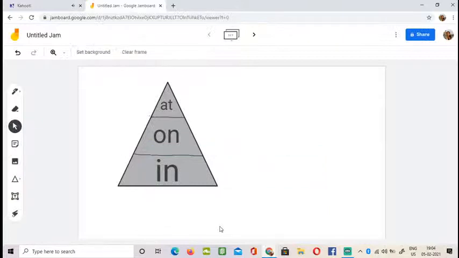I hope all can see my screen. I'm displaying my Jamboard. If you all can see my screen, please put a thumbs up in the chat box so that I can see it and start the revision. I want you all to reply whether my screen is visible or not. Please put a thumbs up in the chat box. So now I'll be starting.